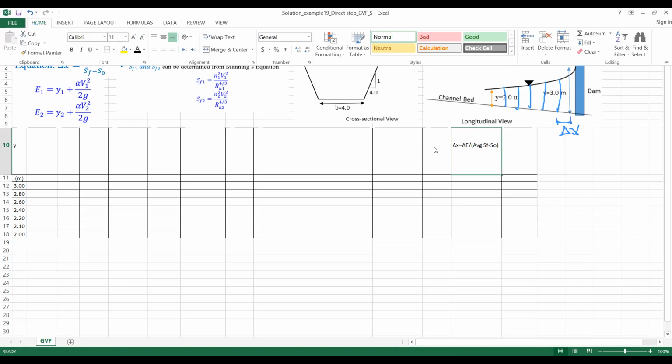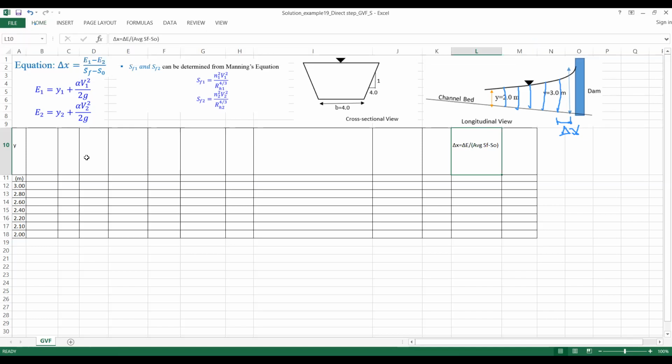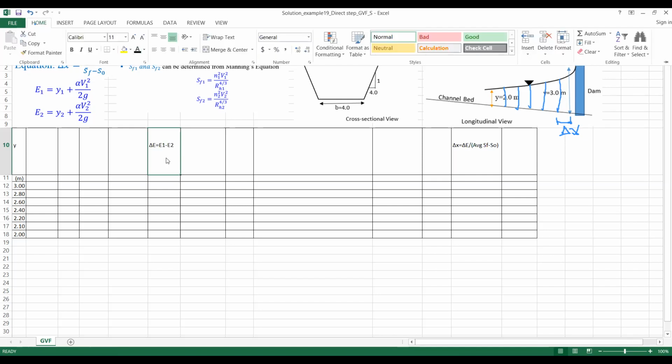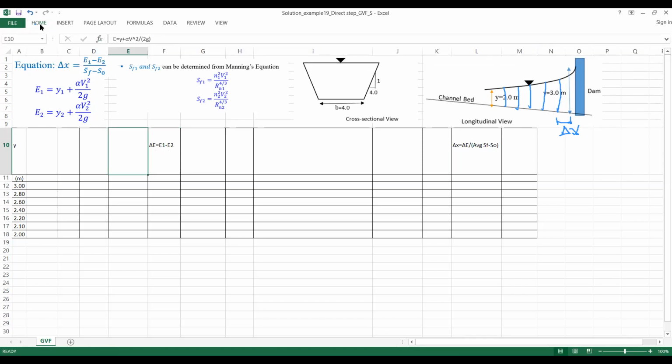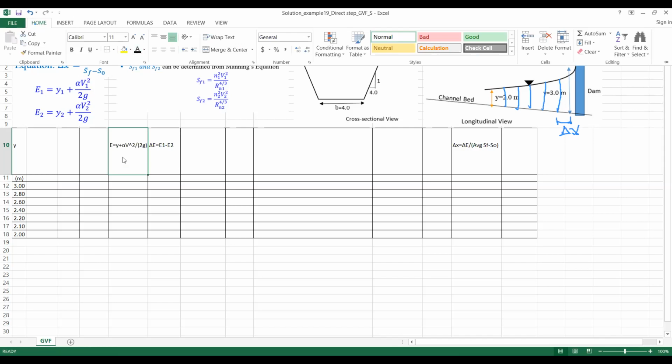So this one and the F, that is our delta E. For finding delta E, we need E1 and E2. Those are the two specific energies at section 1, which is 3 meter, and section 2, which is 2.8 meter. So we need the E for each section, which is y plus alpha v square over 2g. Now, we already know y, we need to know the v.